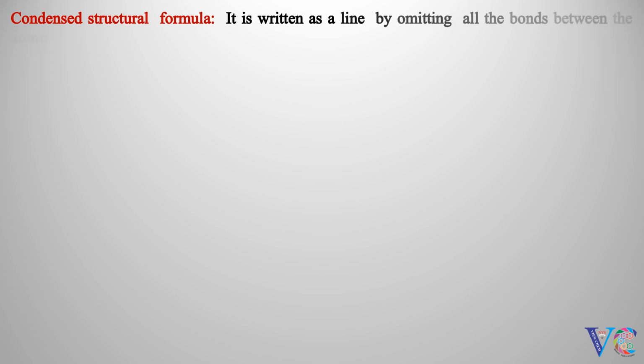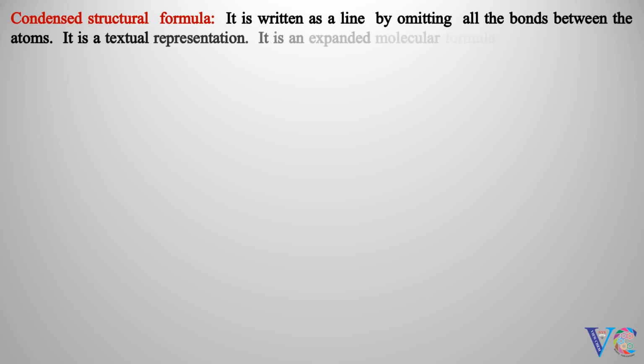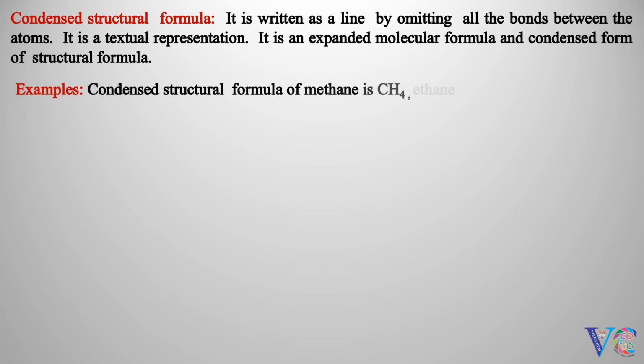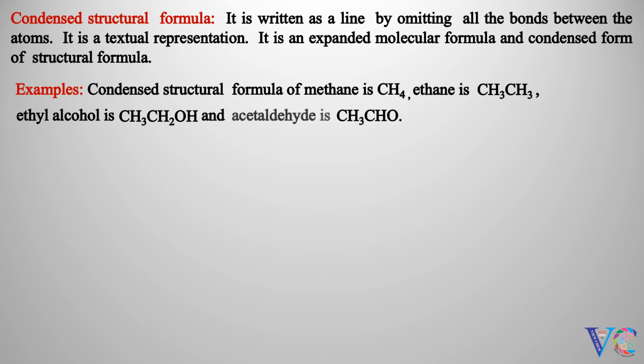Condensed structural formula: it is written as a line by omitting all the bonds between the atoms. It is a textual representation. It is an expanded molecular formula and condensed form of structural formula. Examples: condensed structural formula of methane is CH4. Ethane is CH3CH3. Ethyl alcohol is CH3CH2OH, and acetaldehyde is CH3CHO.